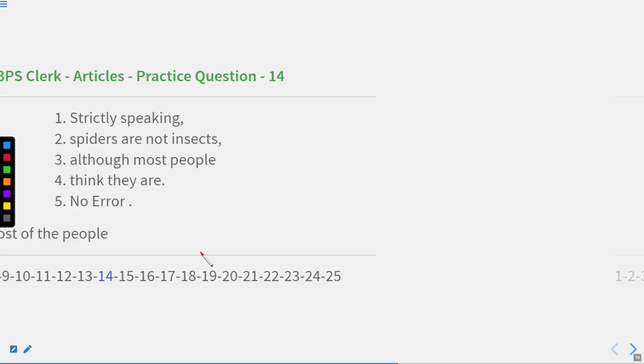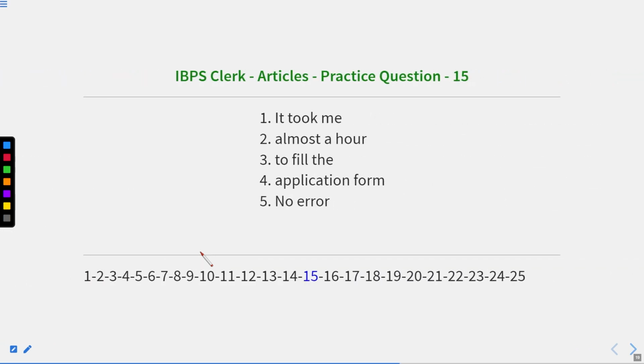Now let us move to the next question, question number 15. It took me almost a hour to fill the application form. Now, whenever we have the word "hour," it is not pronounced "har." Its pronunciation is "our." The H is silent over here, so the correct pronunciation of this word is "our," and it sounds like a vowel sound. Therefore, this should be preceded with the indefinite article "an," not "a," because the H is silent and the word begins with a vowel sound. So the error is in part 2, and the answer is "almost an hour."